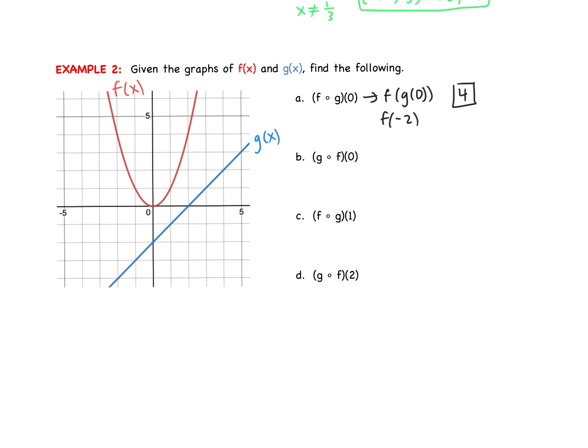Let's do B. If we rewrite this, this is g of f of 0. So we're starting with f of 0. X is 0, what's y? So going to our graph, we're on f. When x is 0, y is also 0. So f of 0 is 0. That's then what we're plugging into g. So again, this notation, look at function g. If x is 0, what's y? If x is 0, y is negative 2. So this gives us negative 2.